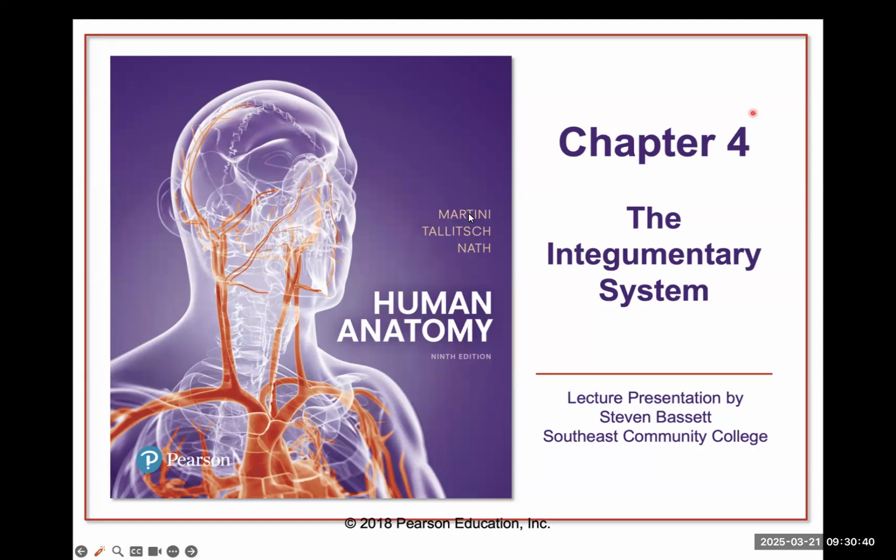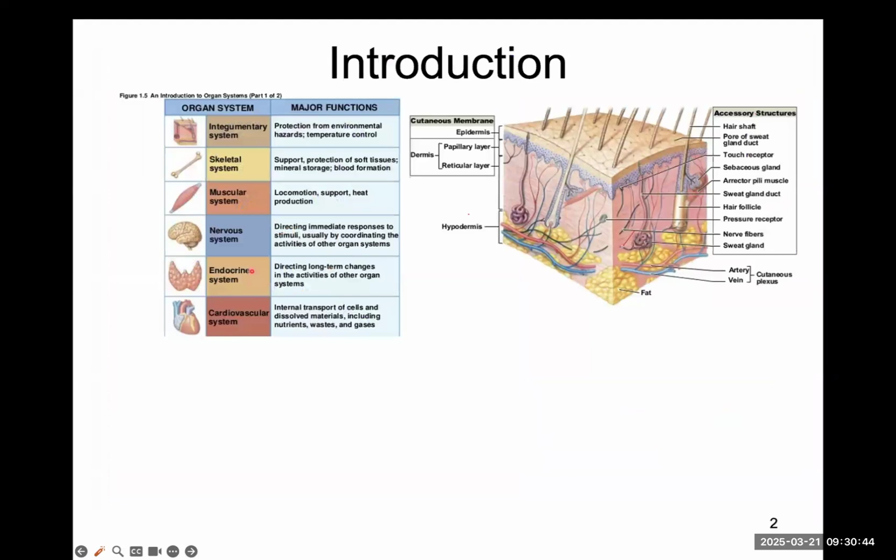So the skin is comprised of a lot of different layers. It's a lot of different structures within. It's not just something simple as a flat sheet. There's a lot of things going on. So it's one of the organ systems. It's the first organ system that we're going to be talking about.